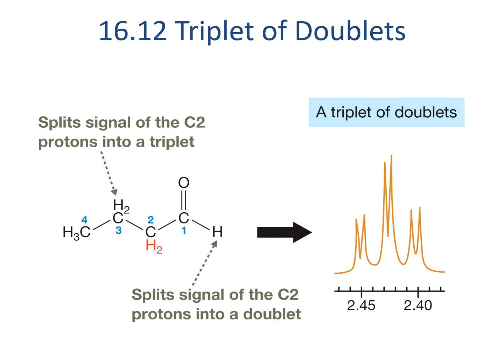We can also have triplets of doublets. So we saw before that when an aldehyde is coupled to a proton nearby, that's a very weak coupling, whereas proton-protons on sp3 carbons are much stronger interacting. And so for this molecule, we'd end up seeing a triplet of doublets for the H2 on carbon 2.